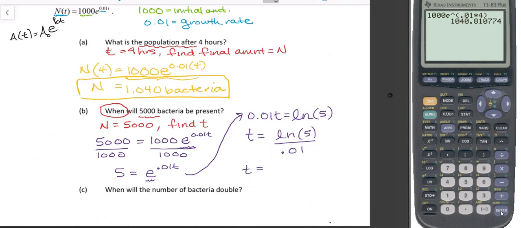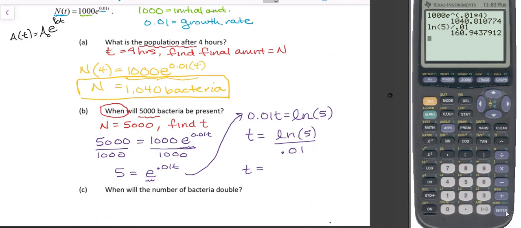So again, back to my calculator. I'm going to type in the natural log of 5. And here you want to make sure that you close that parenthesis, because when I divide by the 0.01, I don't want that to be part of the argument. So the parenthesis has to be closed here. Then I'm going to hit my division, then the 0.01, and I hit enter.